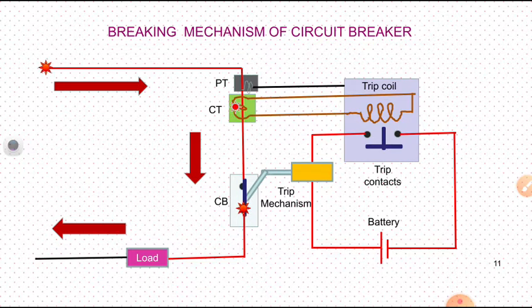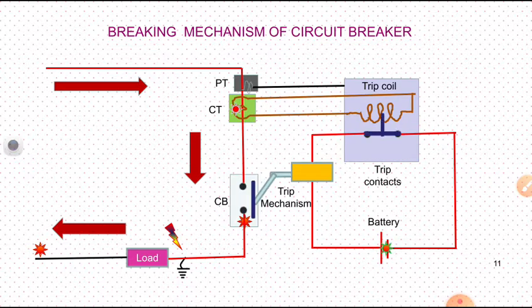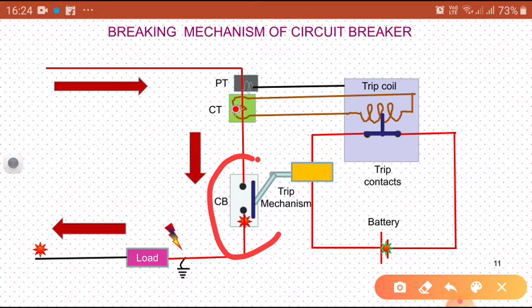Now when I want to forcefully make a fault nearby this place, what happens? You can see I am going to make the fault here. Here I am going to make the earth fault. Then the current flows through the trip contact, the trip contacts are closed and the trip mechanism operates and opens the contacts. You can see here, two contacts are opened here, and here the two contacts are closed.